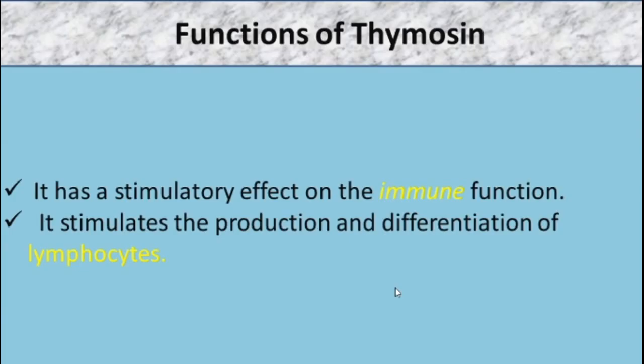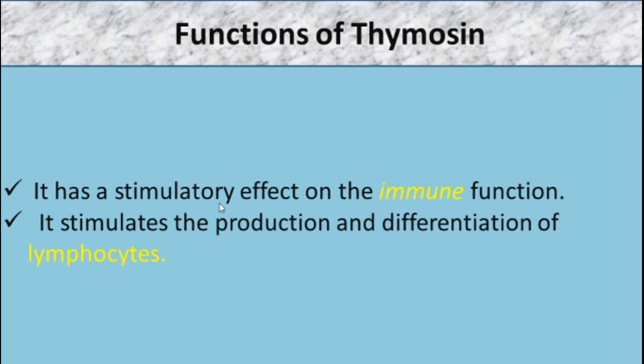The main function of the thymosin hormone is a stimulatory effect on immune function. It stimulates our immune system. And it stimulates the production and differentiation of lymphocytes. Lymphocytes are lymph cells, one of the types of WBC. So it initiates lymphocyte production. The lymphocytes protect the body from infection. When any antigens enter, the lymphocytes protect the body, that is defense against the antigen.